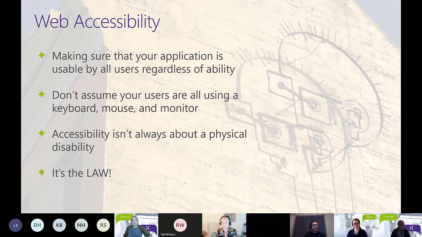The other thing to think about when you're thinking of accessibility is that it's not always what you can see. It's not always a physical impairment or a vision impairment or something like that. And finally, depending on where you live and what the jurisdiction is, it could actually be against the law to have your application or your site or your app be not accessible.